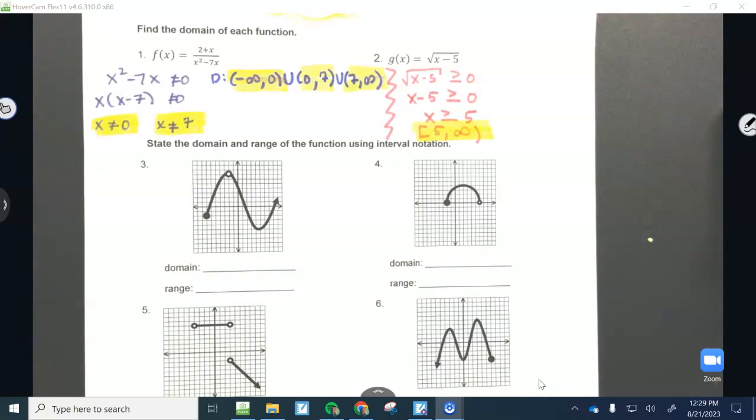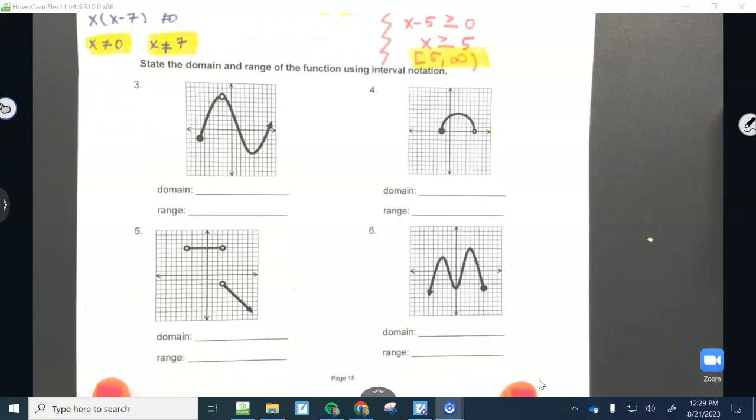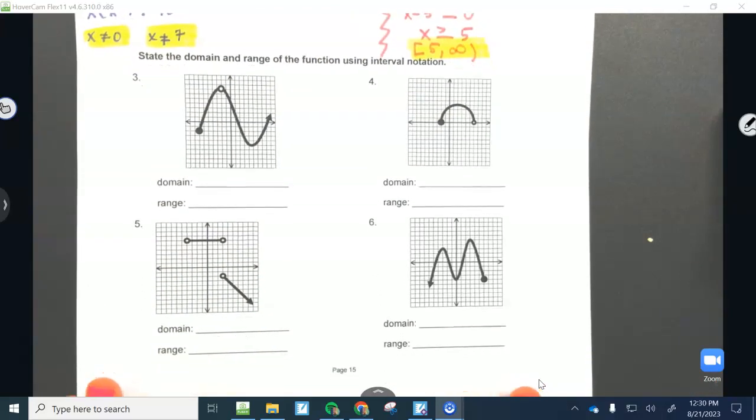All right, let's go ahead and take a look at these graphs. Now, for these graphs, guys, usually they're a little bit easier, but I'm going to try to throw you curveballs and tricks. I'm going to try to trick you. Do not fall for my tricks.